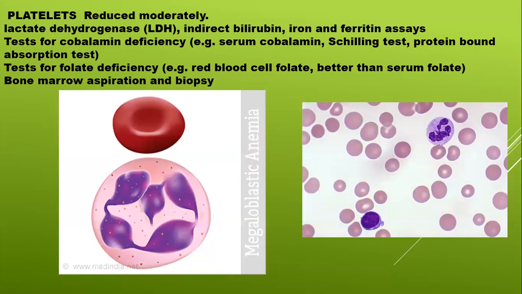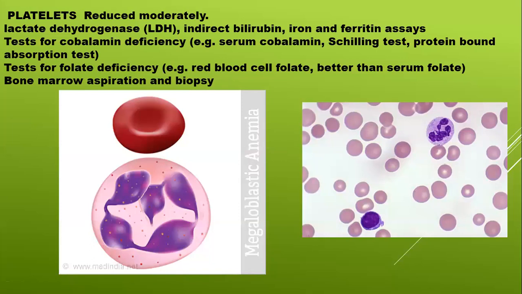Lactate dehydrogenase, indirect bilirubin, iron and ferritin assay. Tests for cobalamin deficiency: serum cobalamin and Schilling test or protein-bound absorption test. Test for folate deficiency: red blood cell folate, which is better than serum folate.